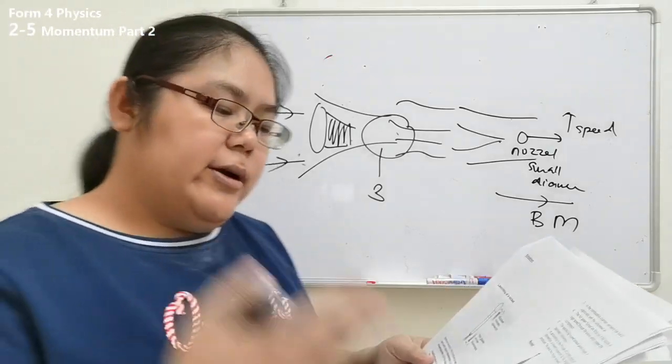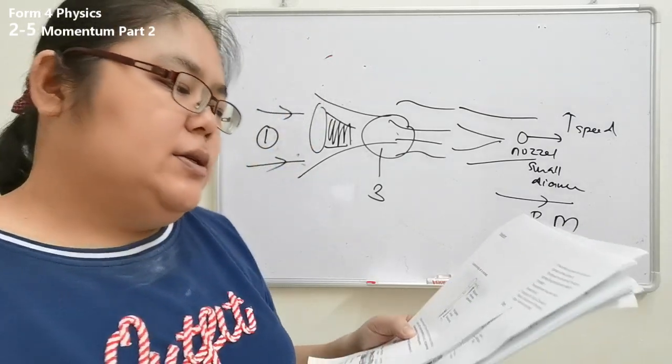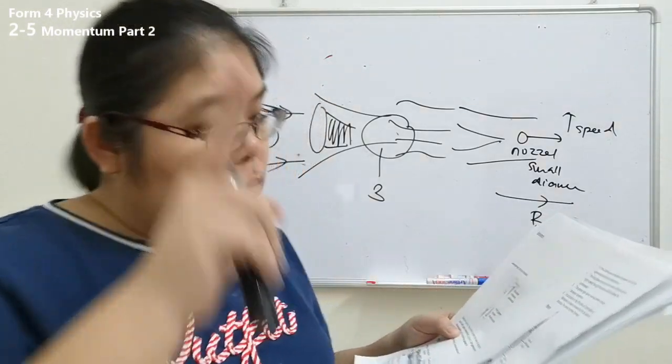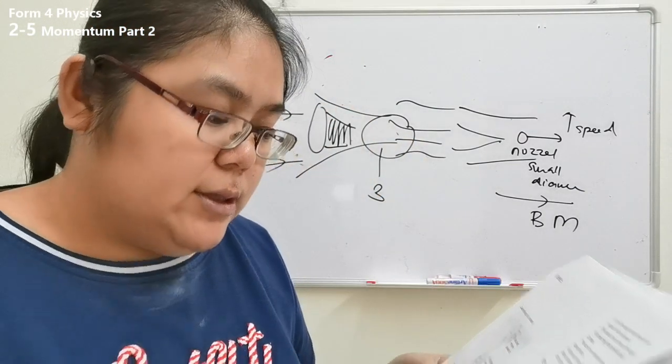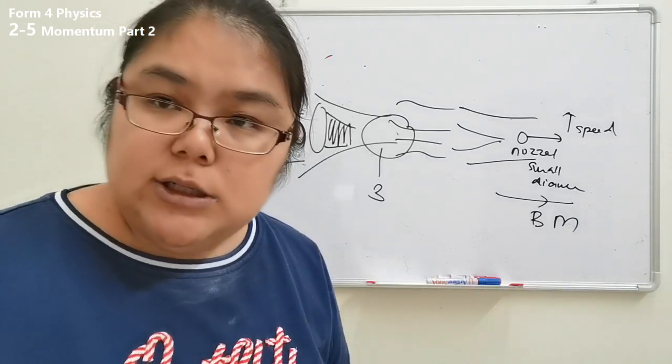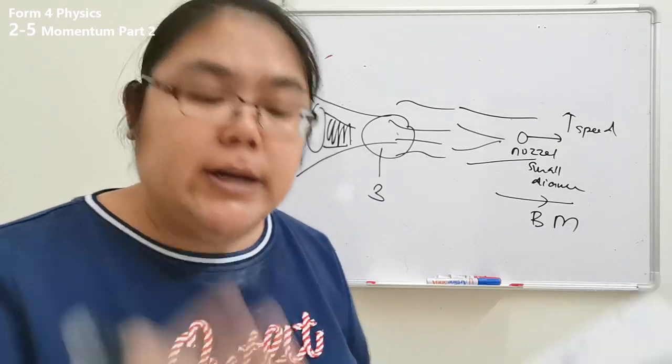Another one is a rocket. Okay, the rocket is also the same. Can you see I labelled one? One has two parts. One is liquid hydrogen. Another one is liquid oxygen. That one is the fuel. Okay, the oxygen helps with burning.